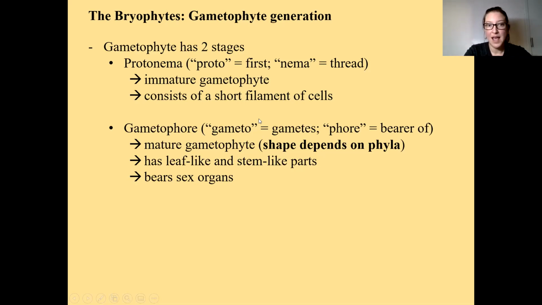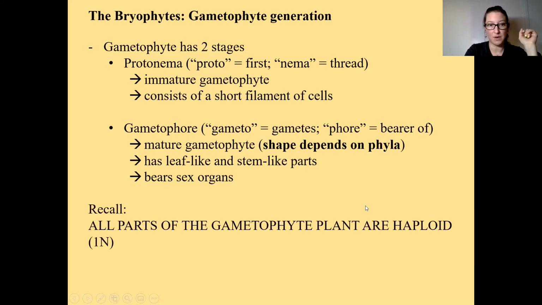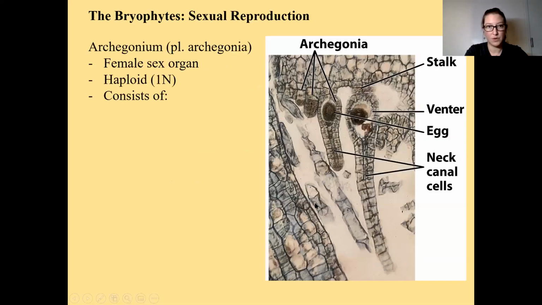The mature gametophyte plant, which is the dominant plant in the life cycle of the bryophytes, has the leaf-like and stem-like parts, and of course bears the sex organs because it's in the name gametophyte. The shape of the mature gametophyte plant will depend on which thing you're talking about. If you're talking about a moss, it's going to look different than a liverwort, which we won't talk about today. But the most important thing from this slide is that all the parts of a gametophyte plant are haploid. All. That's important to keep in mind as we go forward.